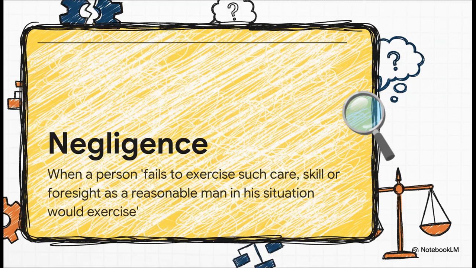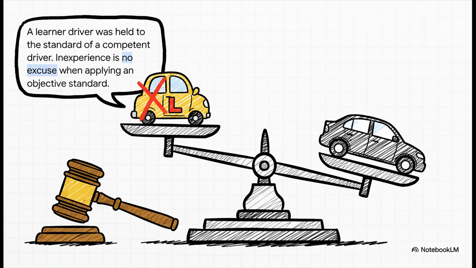Simple as that. And this case, McCrone v. Riding, is a perfect practical example. You had a learner driver who made a mistake and argued, hey, judge me by the standard of a learner. The court said, nope, absolutely not. When you're on the road, the standard is that of a reasonably competent and experienced driver. It doesn't matter if you're a learner. That's what an objective standard means.